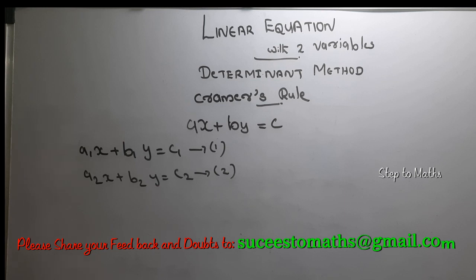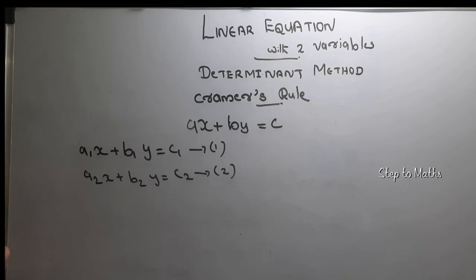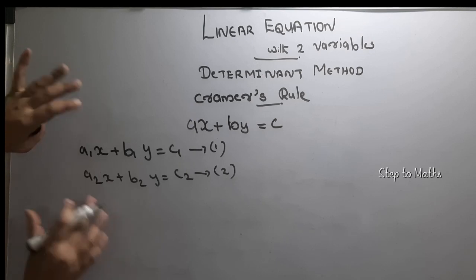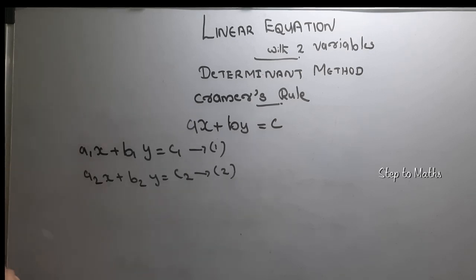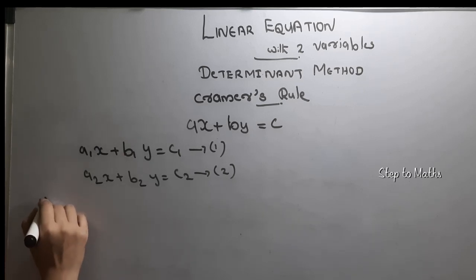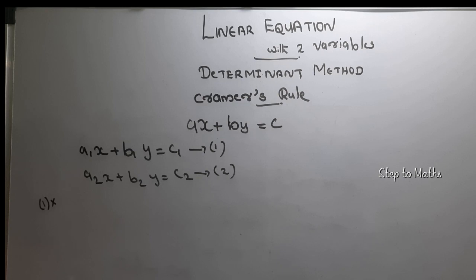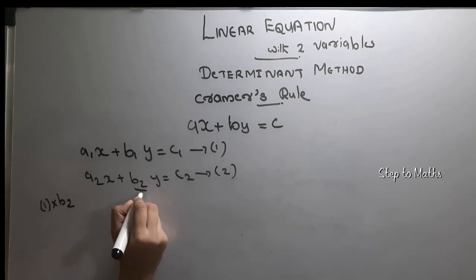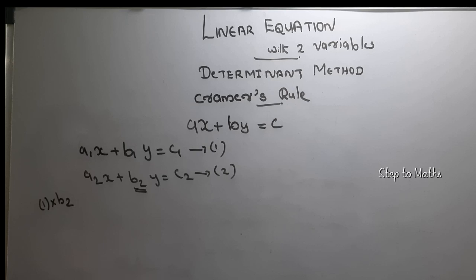In the previous video we discussed two methods. If we use the first method, how can we solve these simultaneous equations? For that, we equate the coefficients of x or the coefficients of y. First, we follow that method. For that, first we multiply equation 1 by b2, that is the coefficient of y in the second equation.